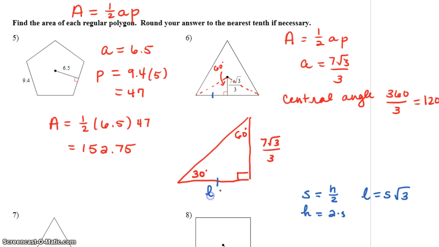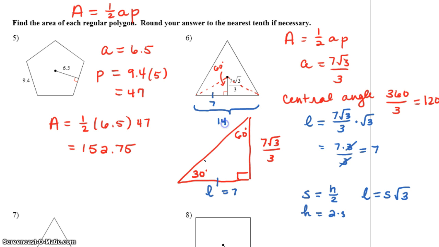So the long side, and I'm going to call it L, so L equals 7√3/3 times the square root of 3. Well, if you simplify those, the square root of 3 squared is just 3, so we have 7 times 3/3. The 3's cancel out, and your long side is 7. Well, remember, this was half of this triangle right here. So if half of it is 7, the whole thing is 14.